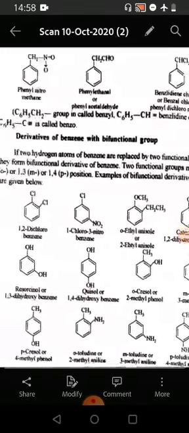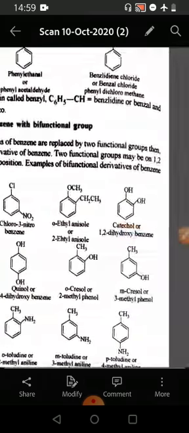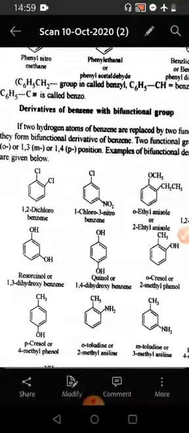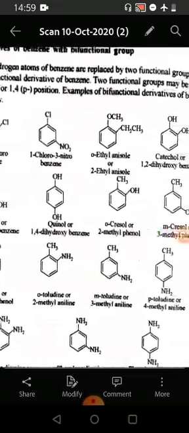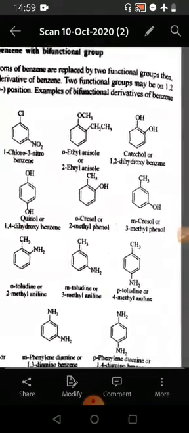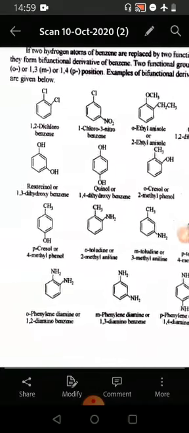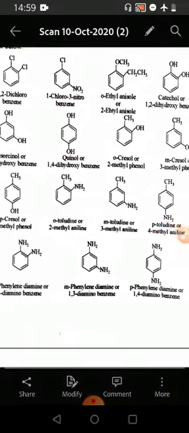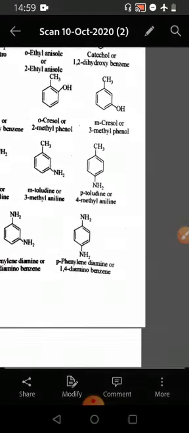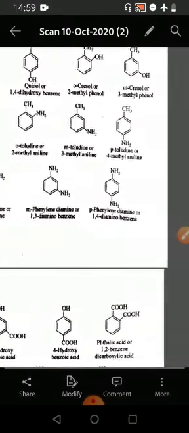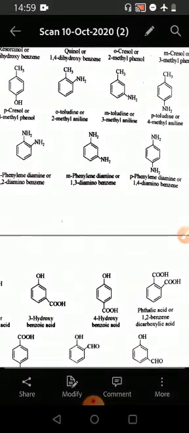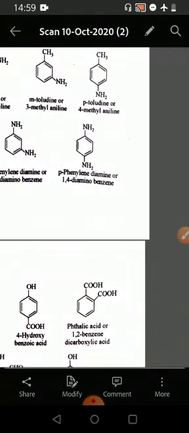Derivatives of benzene with bifunctional groups. If 2 hydrogen atoms of benzene are replaced by 2 functional groups, then they form bifunctional derivatives of benzene. 2 functional groups may be on 1,2 ortho or 1,3 meta or 1,4 para position. Examples of bifunctional derivatives of benzene are given below: 1,2 dichlorobenzene, 1-chloro 3-nitrobenzene, orthoethyl anisole or 2-ethyl anisole, catechol or 1,2 dihydroxybenzene, resorcinol or 1,3 dihydroxybenzene, quinol or 1,4 dihydroxybenzene, orthocresol or 2-methylphenol, metacresol or 3-methylphenol, paracresol or 4-methylphenol, orthotoluidine or 2-methylaniline, metatoluidine or 3-methylaniline, paratoluidine or 4-methylaniline, orthophenylene diamine or 1,2 diaminobenzene, metaphenylene diamine or 1,3 diaminobenzene, paraphenylene diamine or 1,4 diaminobenzene.